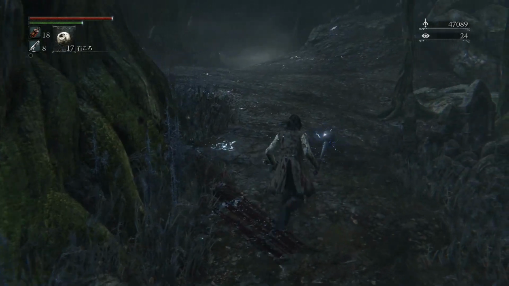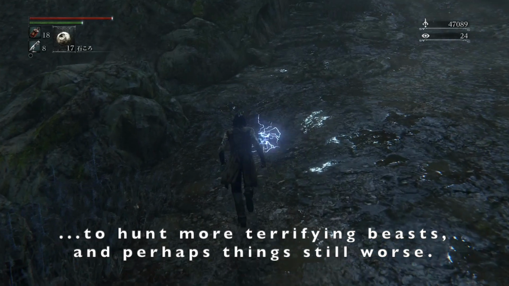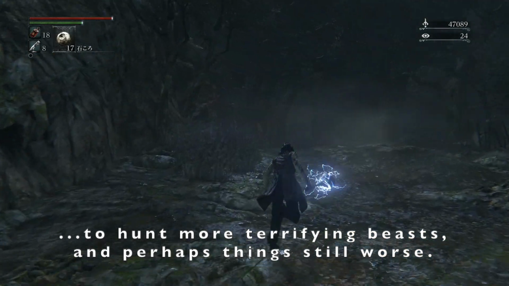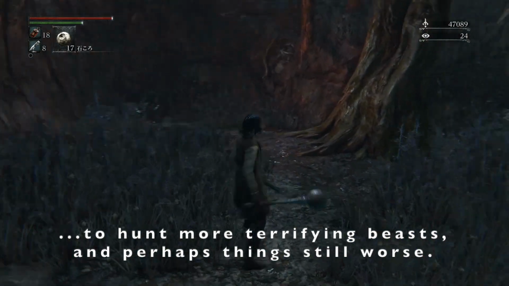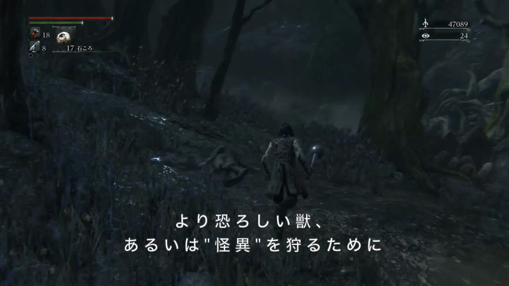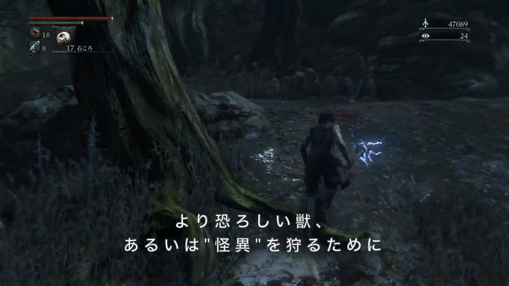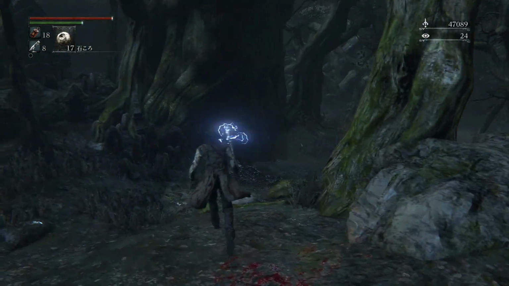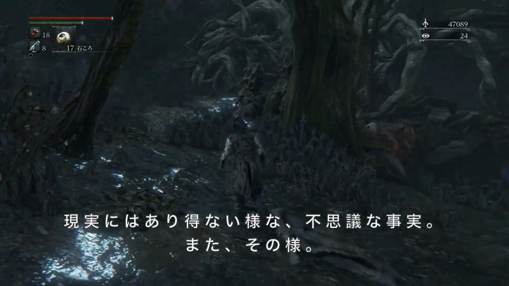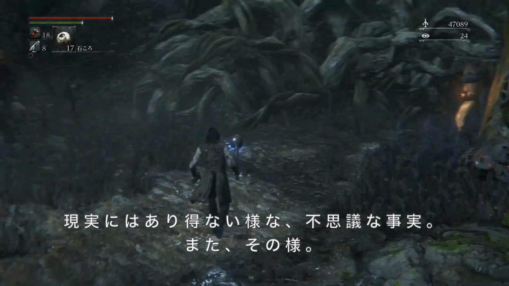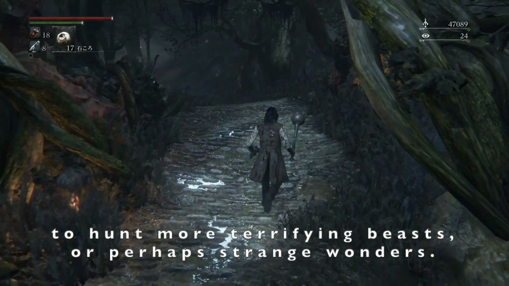But to go back to the translation comparison, the last thing I wanted to point out was that I think the official English does a good job of making sense of the Japanese in the final line. In particular, I find the last section about hunting things still worse to be impressive. In the original Japanese, the term being used for things other than beasts that Ludwig is training people to hunt is kai. My Daijisen Japanese dictionary gives me two definitions here, the first being a strange occurrence that seems like it can't be happening in reality. This is why my more literal translation uses the term strange wonders.